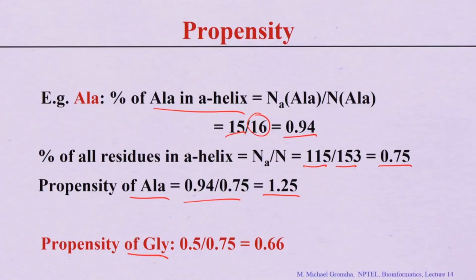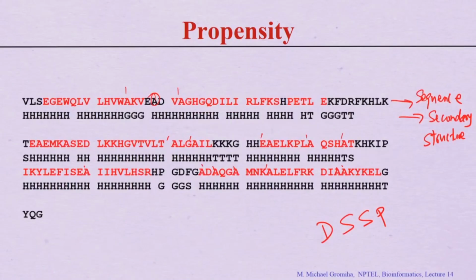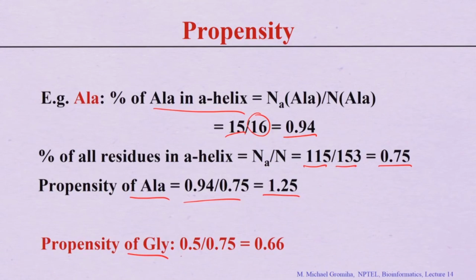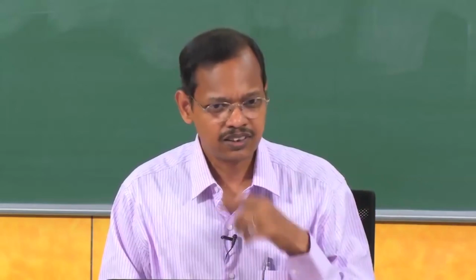Then you take glycine. How many glycines are here? 1, 2, 3, 4, 5, 6, 7, 8, 9 or 10 glycines. Finally, this is 0.5, the percentage of glycine, and this is the percentage of helices, 0.75. Divide this and you get 0.66. In this case, it is less than 1. From this, what can we infer? Glycine is not preferred in alpha helix.